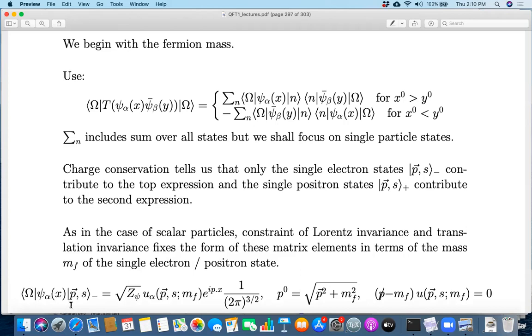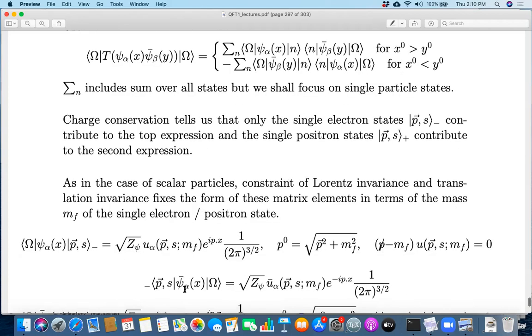The same kind of analysis now tells us that it's not independent of p, but it has a very specific p dependence. And the specific p dependence that this matrix element has is this. If mf is the mass of the particle, that means if this state satisfies that the energy is the square root of p squared plus mf squared, where mf is the physical mass of the particle, then up to a constant of proportionality, which I'm calling square root of z psi, the p dependence of this matrix element must be of this form, u alpha of p s, mf.